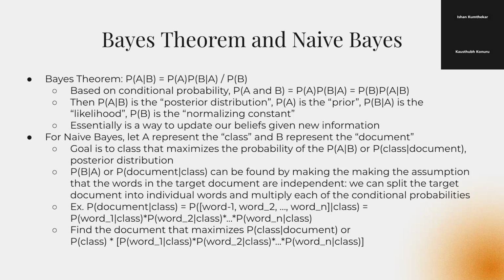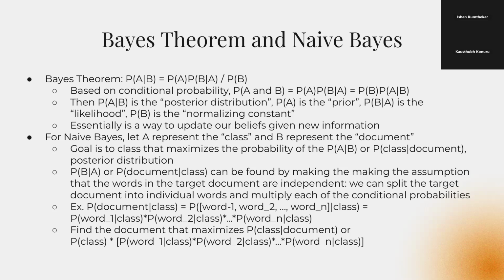So just some language. For simplification, P of A given B is called the posterior distribution, P of A is called the prior, P of B given A is called the likelihood, and P of B is the normalizing constant. So essentially what Bayes' theorem is, as you get more information, you can update your beliefs and make a better judgment of what you think it will be.